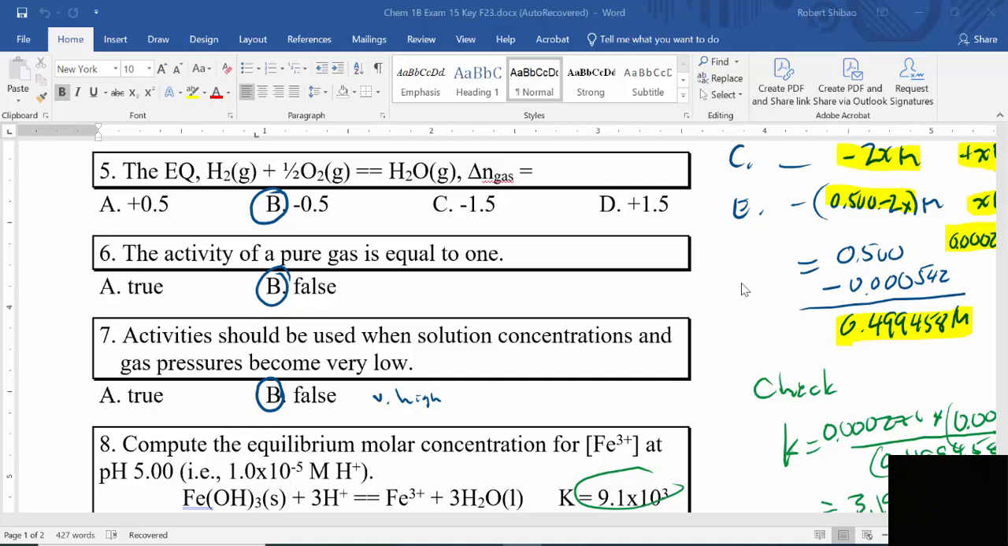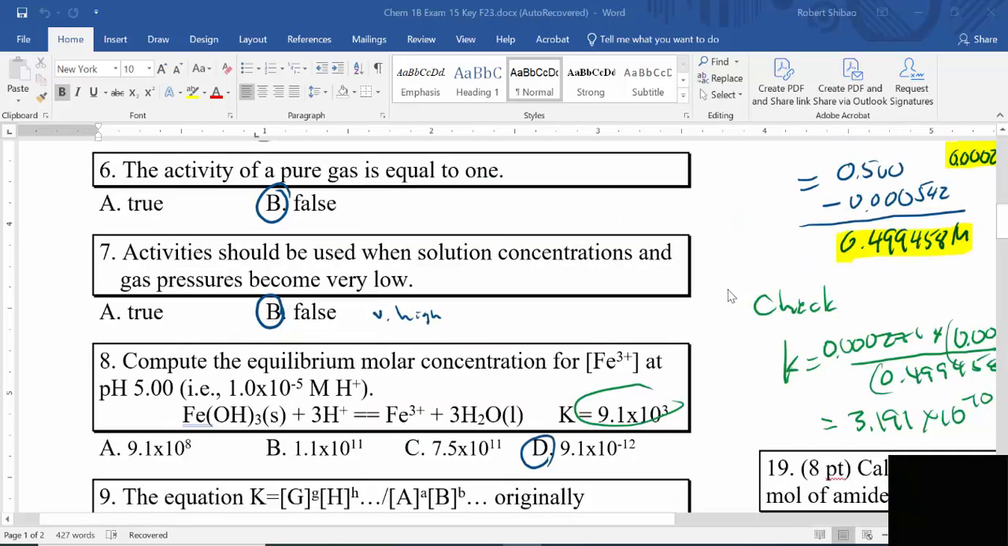7, activities should be used when solution concentrations and gas pressures become very low. Now, usually we use concentrations and pressures instead of activities because we're making the assumption that the gases in the solutions are behaving ideally. And that assumption is best when the solutions are very dilute and gas pressures are very low. Because at high concentrations, the activities will deviate significantly from the stoichiometric concentrations.